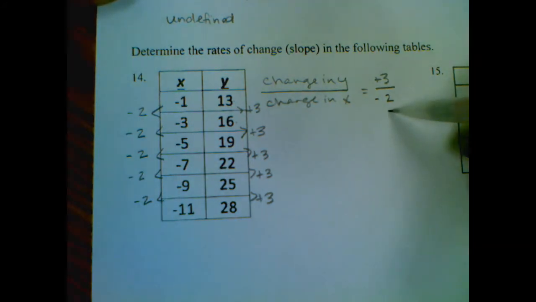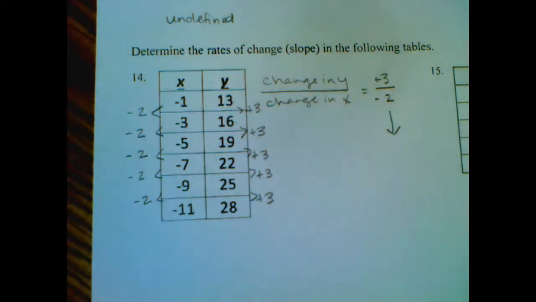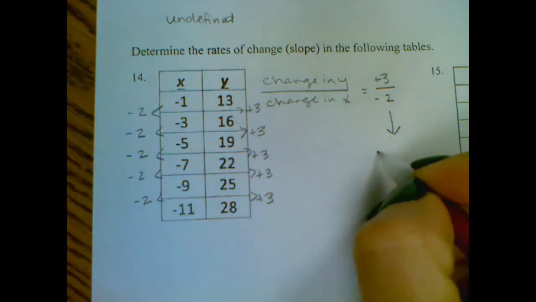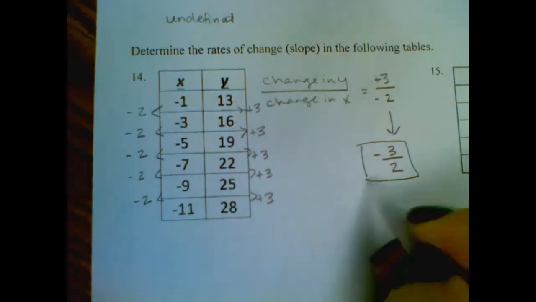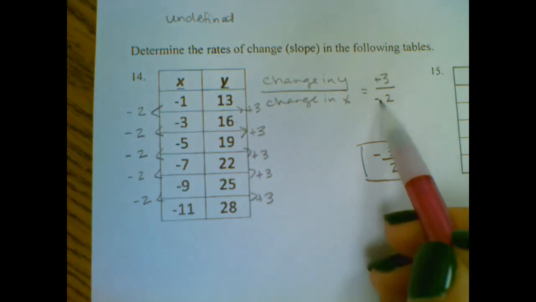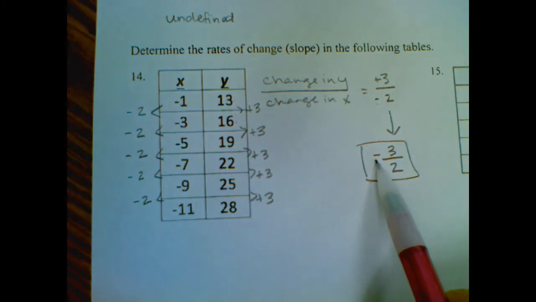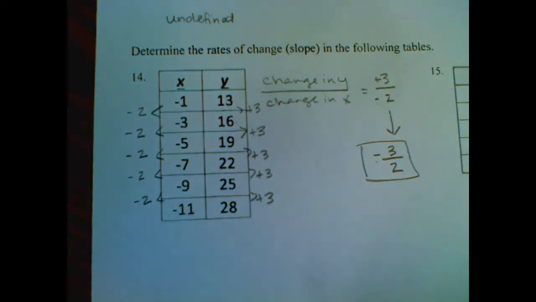Okay, so if we wanted to simplify this, a change in y is 3, a change in x is negative 2. The slope or the rate of change here would be negative 3 halves. So what happened here is we had a positive and a negative. If we have a positive and a negative together, that creates a negative. And then our 3 over 2 will stay the same.